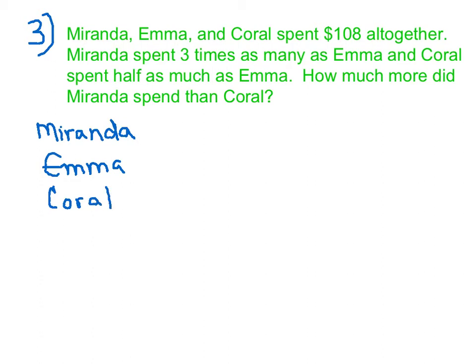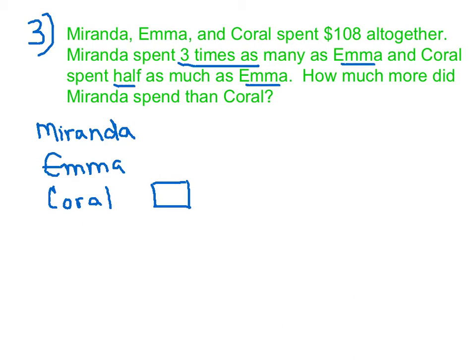All right, now who has the smallest amount? This is a puzzle. All right, Miranda spent 3 times as much as Emma, so it's not Miranda. And Coral spent half as much as Emma. So if Coral spent half as much as Emma, then I think Coral has the smallest amount. So we're going to give Coral the box. And now let's go draw the challenge bit by bit.